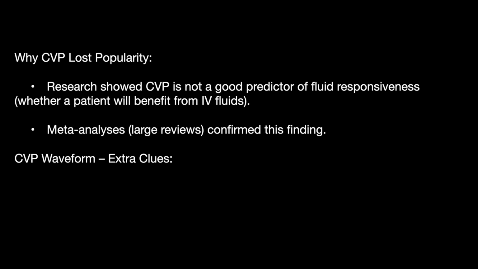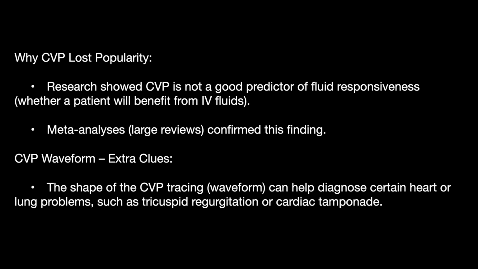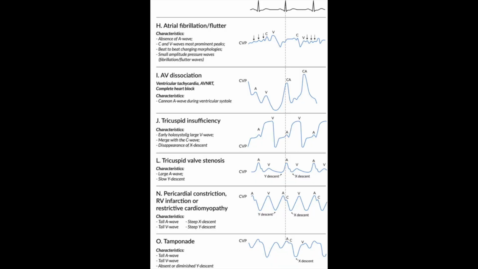Now the CVP waveform has some extra clues. The shape, that is the tracing, the waveform can help diagnose certain heart and lung conditions such as tricuspid regurgitation. In this diagram you can see how the tracing has changed, or cardiac tamponade. In this you can see how the CVP has changed because of the tamponade.